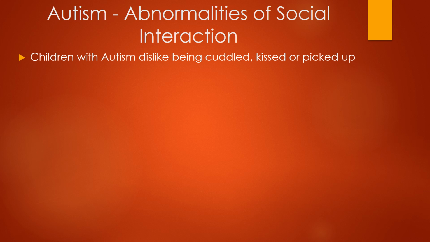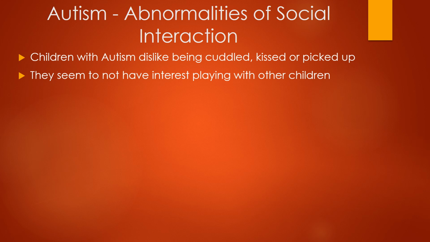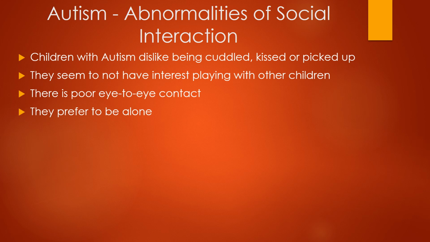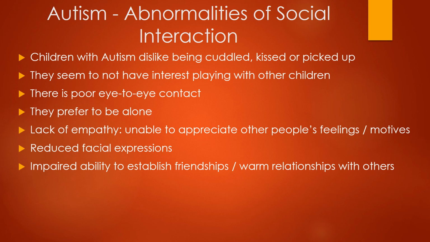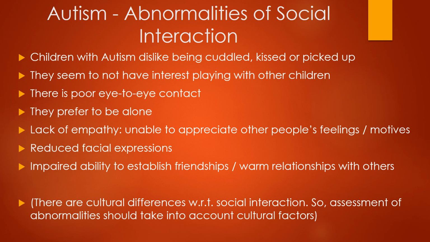Children with autism dislike being cuddled, kissed, or picked up. They seem to not have interest playing with other children. There is poor eye-to-eye contact. They prefer to be alone. There is lack of empathy, reduced facial expressions, impaired ability to establish friendships or warm relationships with others. There are cultural differences with respect to social interaction, so assessment of abnormalities should take into account cultural factors.